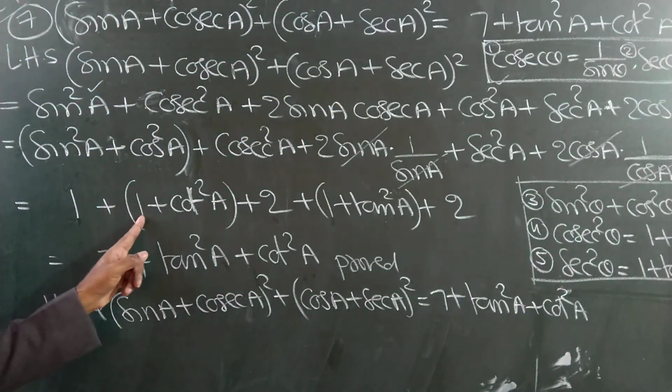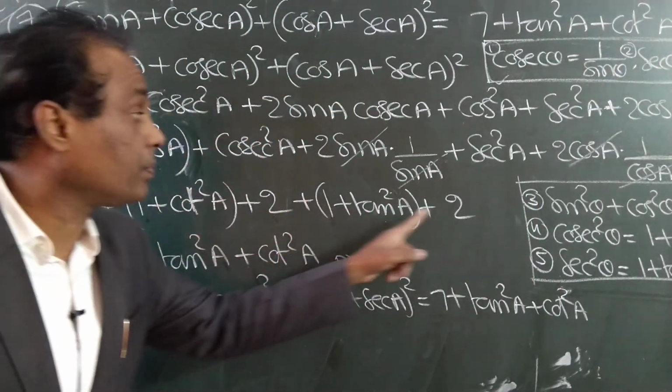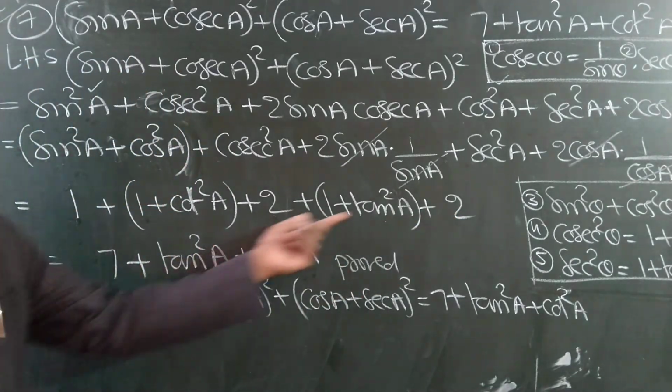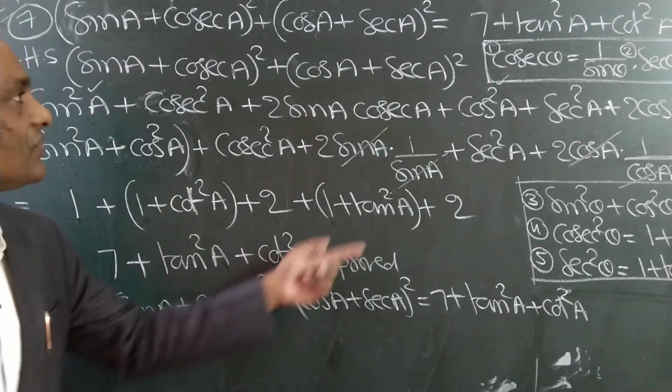So 1 plus 1 is 2, plus 2 is 4, plus 1 is 5, plus 2 is 7, plus tan square plus cot square.